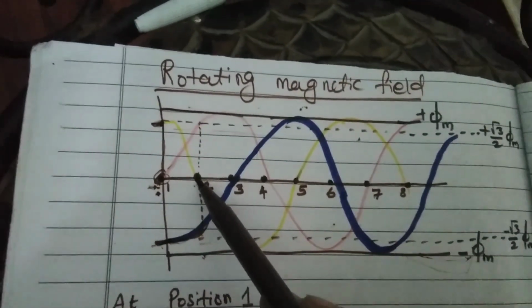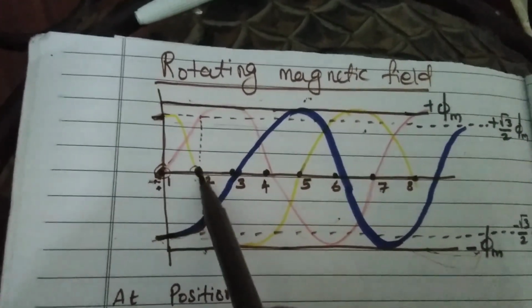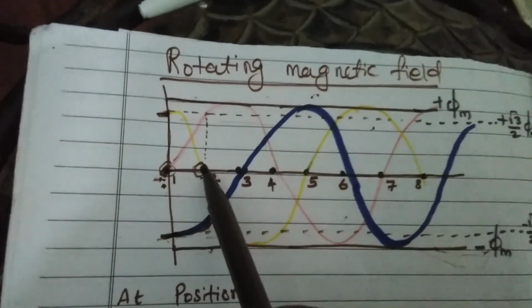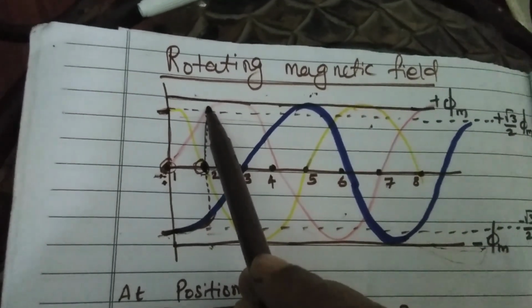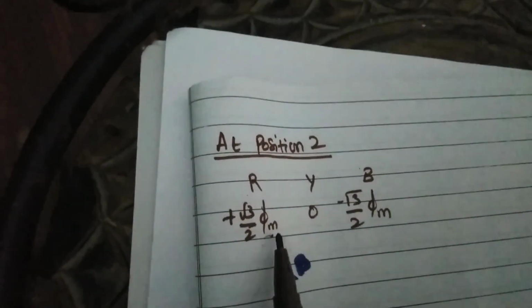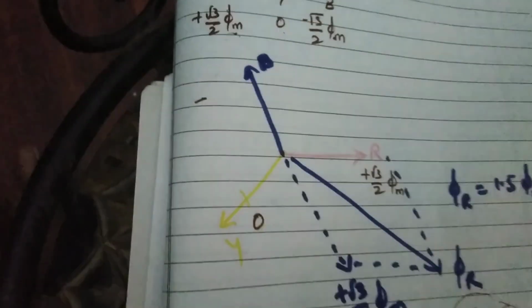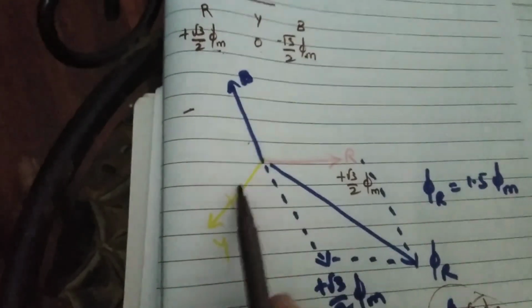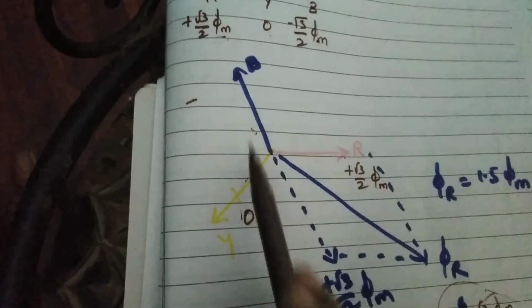Now let us look at position 2. We have already seen this section. In position 2, yellow is producing the 0 flux, red is producing plus root 3 by 2, and blue is producing minus root 3 by 2. So in position 2, same thing we have written: R plus root 3 by 2, Y 0, B minus root 3 by 2. The vector positions of R, Y, B will not change. This is R, this is Y, this is B.